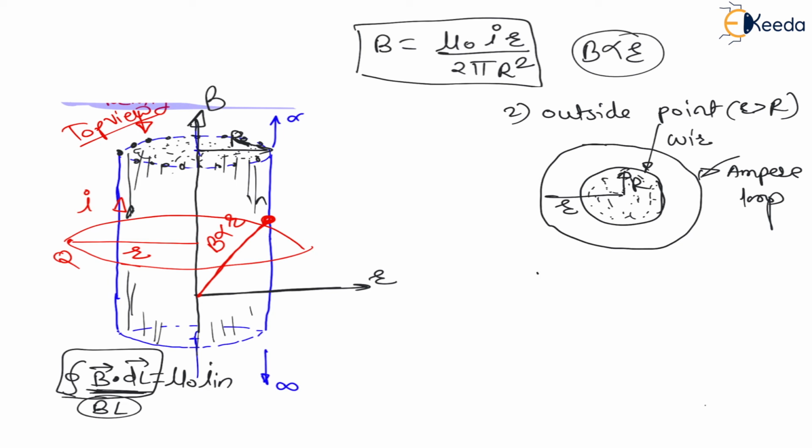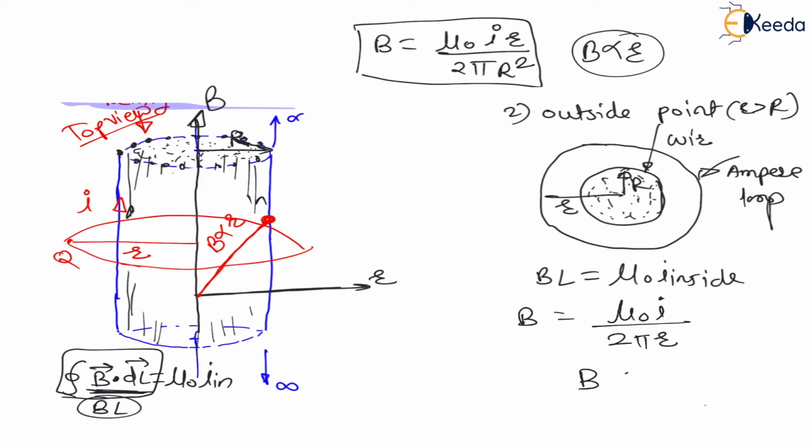Now say, what is the law? B L is equal to mu naught I inside. Now here I inside is the total I, because the total wire is inside. For this loop it is a wire, it is not a cylinder, like the first case of the wire only. Therefore B will become equal to mu naught I divided by L. L is the length of the loop, it is 2 pi r, right? Simple case. Therefore B is inversely proportional to r, the distance from the center of the wire or axis of the wire, right?